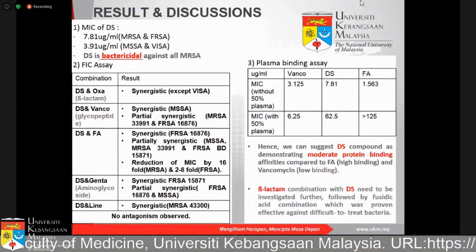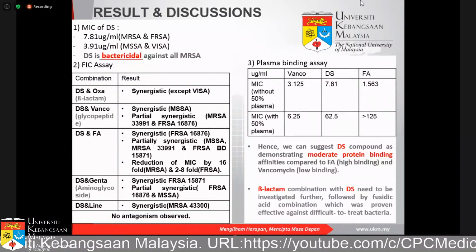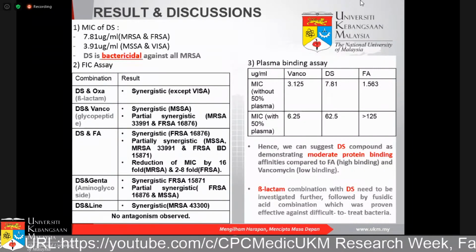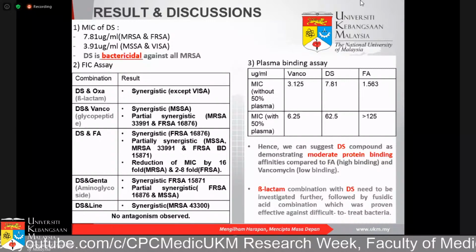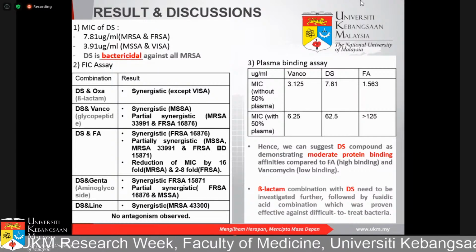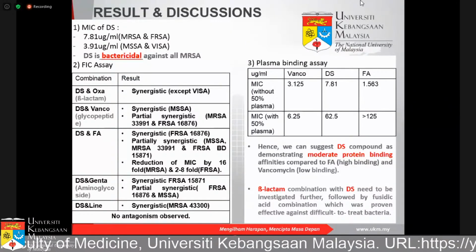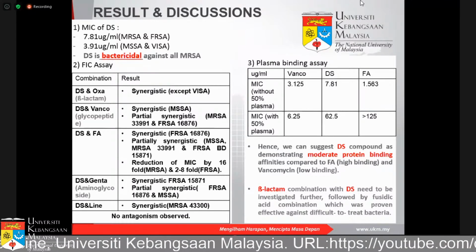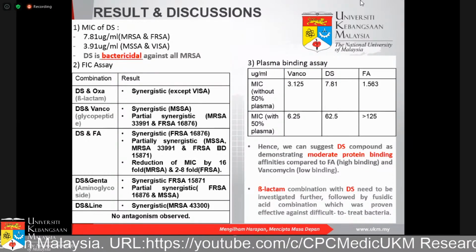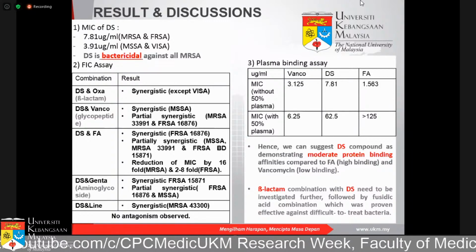For the results of the combination tests, we can see the different combinations give different outcomes, which is very interesting. Let me see. DS and oxacillin, which is a beta-lactam class of antibiotic. When DS is combined with the beta-lactam, it shows an all-synergistic effect, which means it could reduce the MIC of the individual compound and also the individual oxacillin MIC by 4 or 8-fold, except for the VISA strain. And this is good because MRSA is a methicillin-resistant strain that no longer responds to antibiotic treatment. So with this combination, we can see a future new therapeutic alternative, where combining DS as an adjuvant to oxacillin works better.